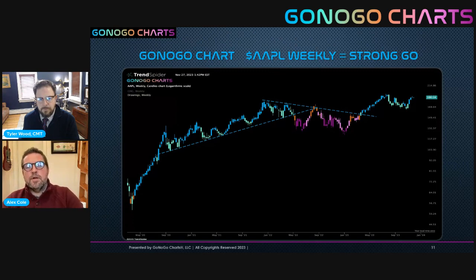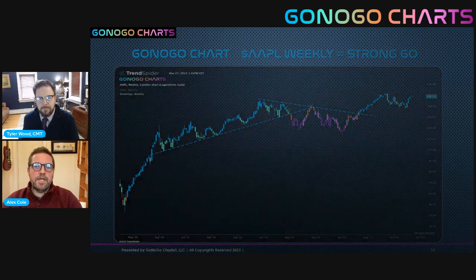And then, of course, on that break back above the trend line where we re-entered the go trend, that happens as the color changes as well. So this is just the weekly chart of Apple and currently in a strong go. And we can keep going and take this down to a daily chart.